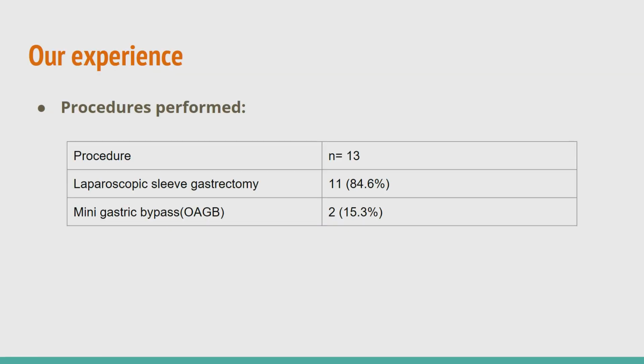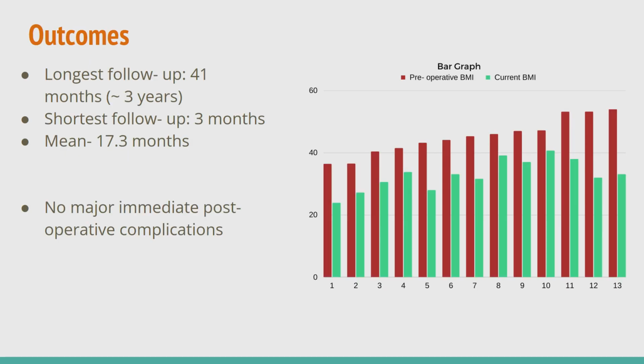The procedures performed by us were 11 sleeve gastrectomies and 2 OAGB, or one anastomosis gastric bypass. The outcome in terms of weight loss is given in this stacked bar chart. The longest follow-up we have is 41 months, the shortest is 3 months, and the mean duration of follow-up is 17.3 months. No major comorbidity has happened with these patients.